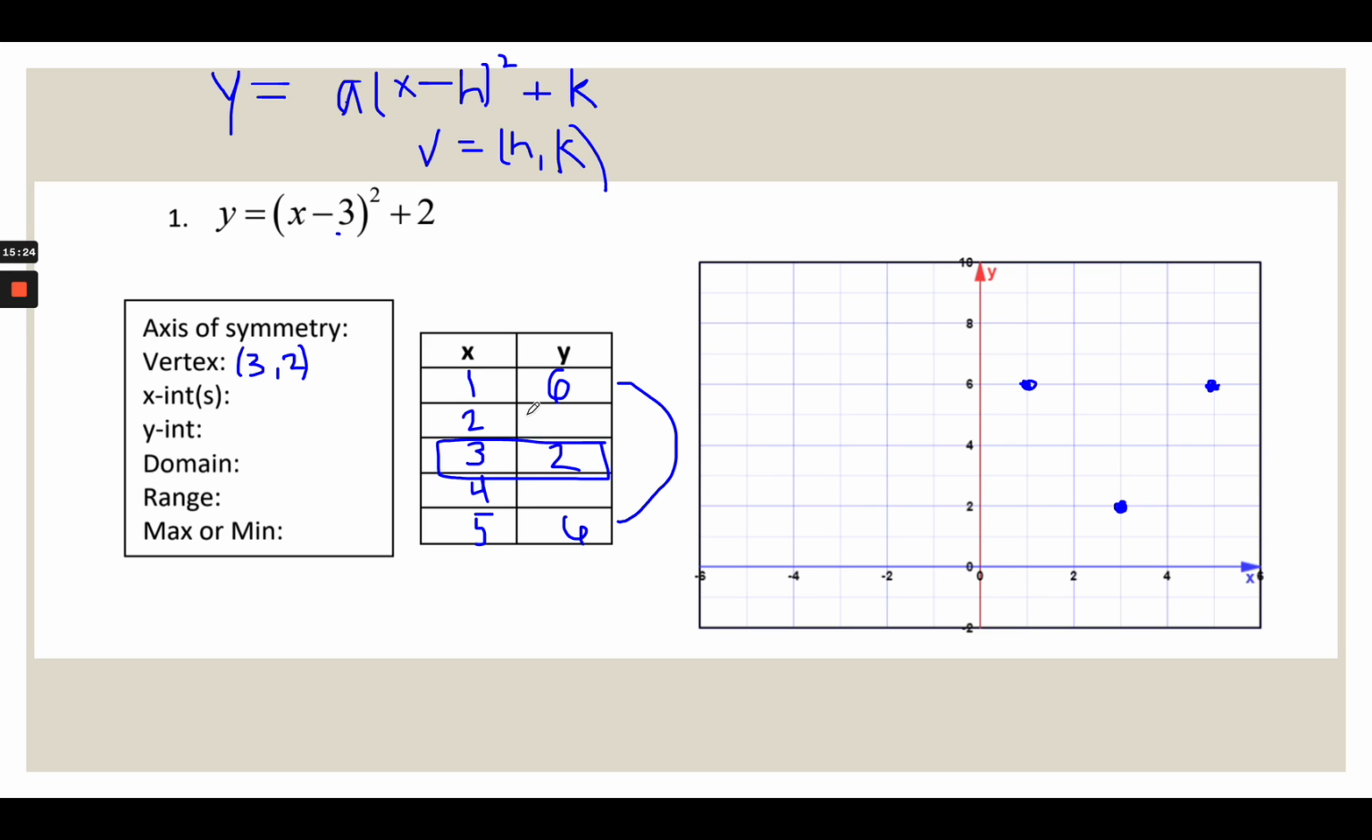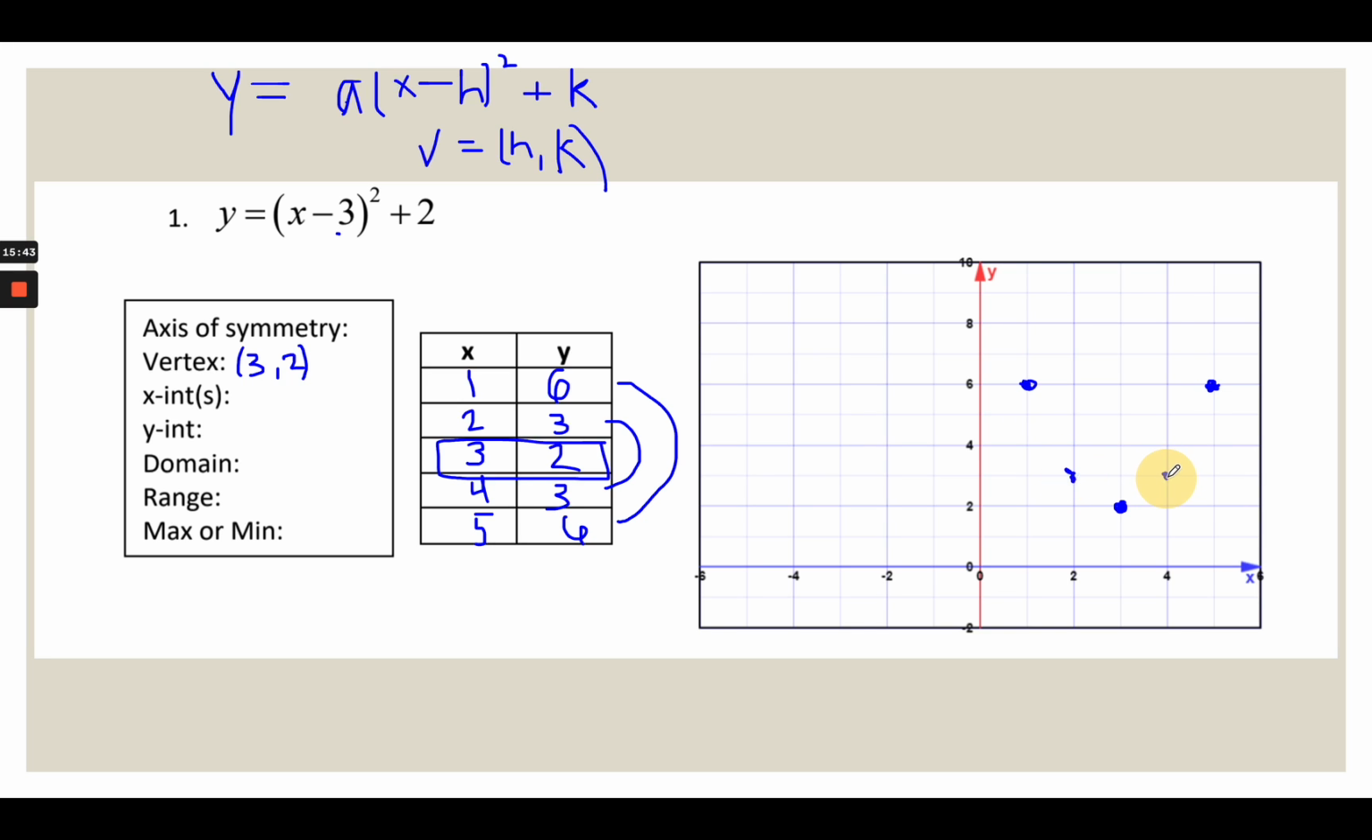Okay. Now let's plug in 2 to our equation. 2 minus 3 is -1. -1 squared is +1. 1 plus 2 is 3. And this guy is going to be symmetrical to here. So this, if we plug it in, will also be 3. So we go to 2, 3.